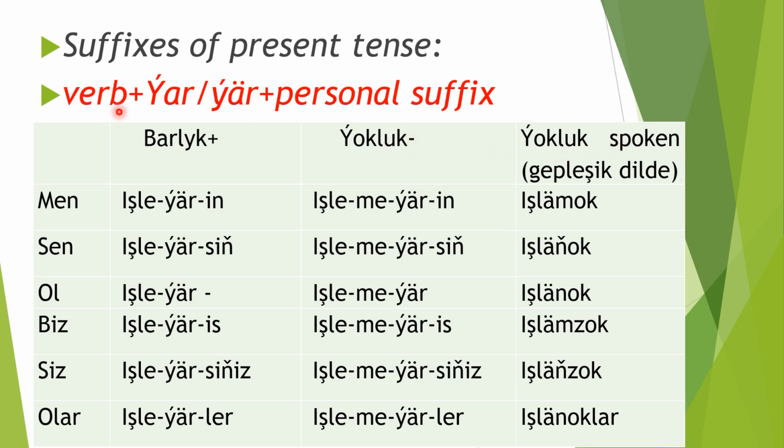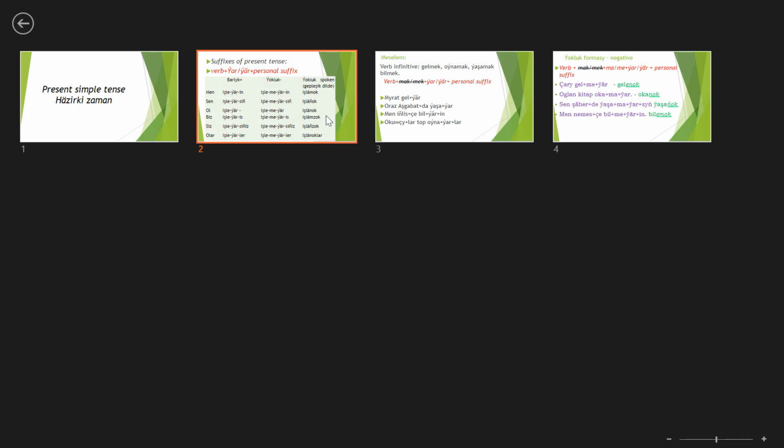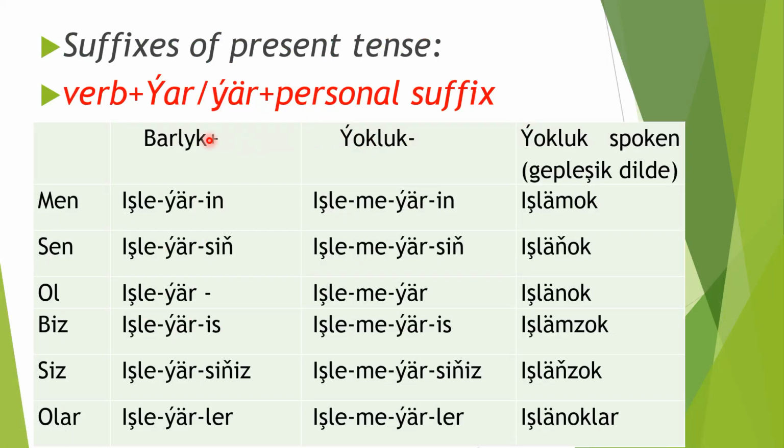So the formula is like this: verb plus yar plus personal suffix. Again, verb plus yar plus personal suffix. For example, the personal suffix is different for each pronoun.